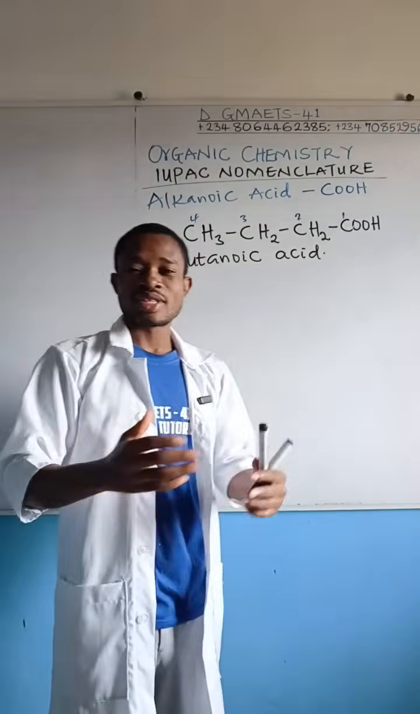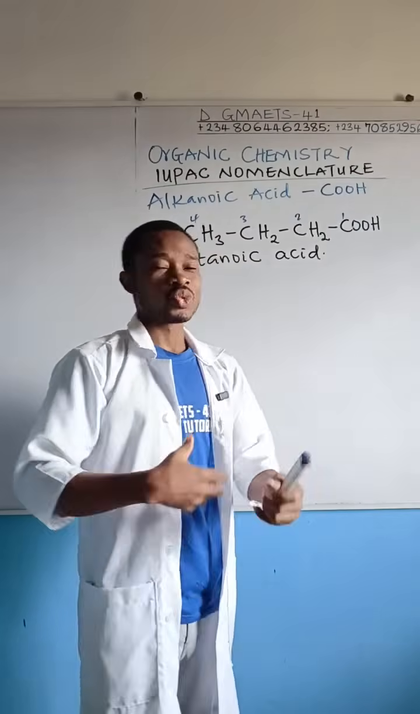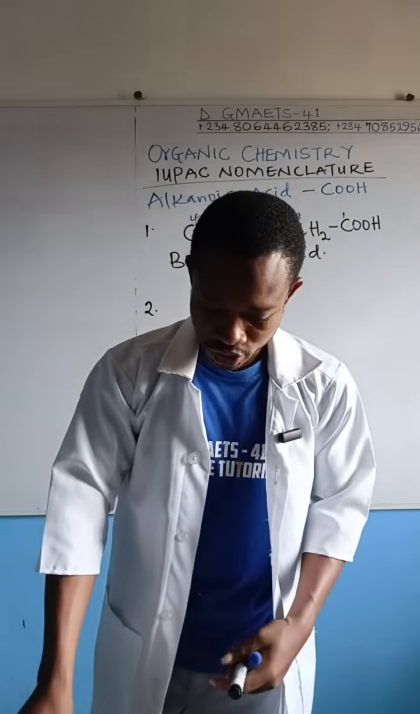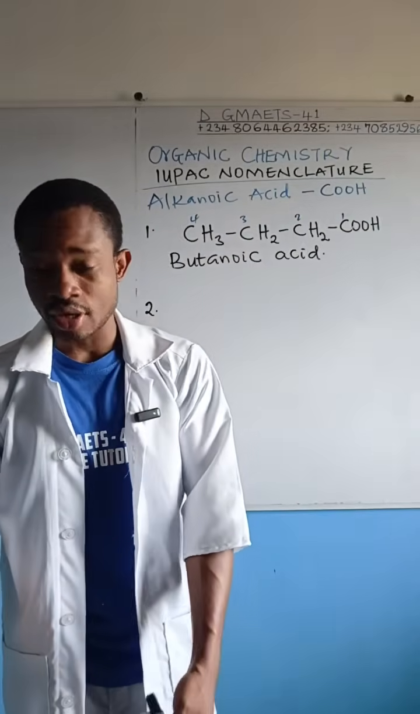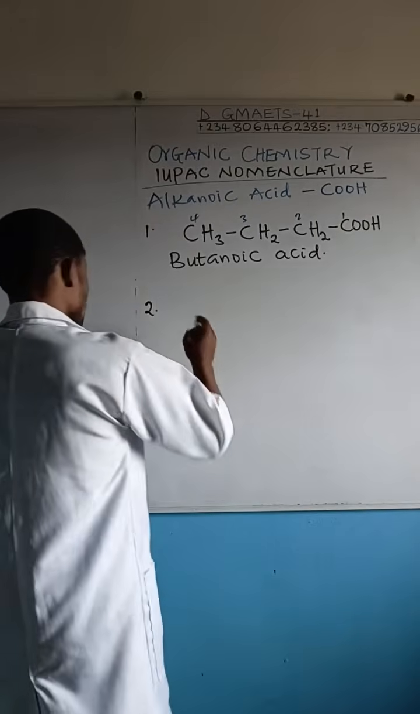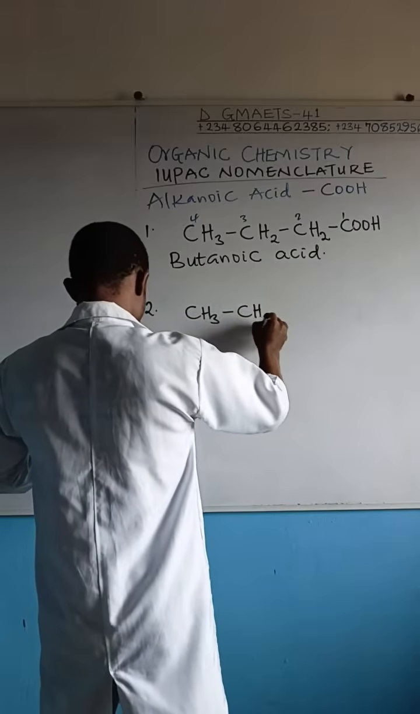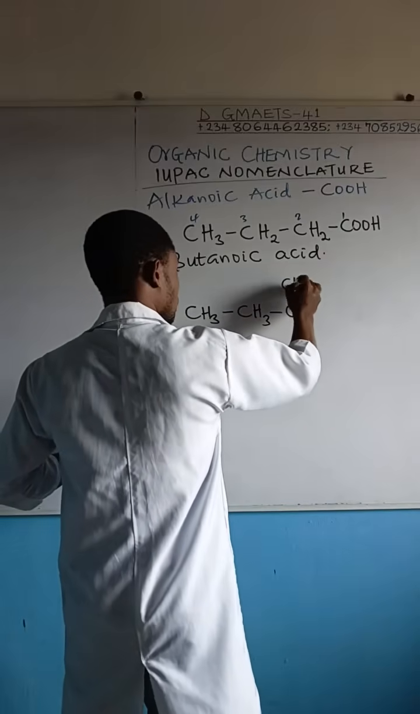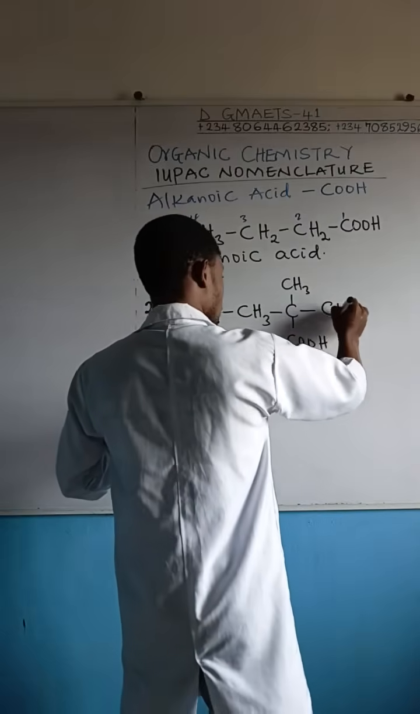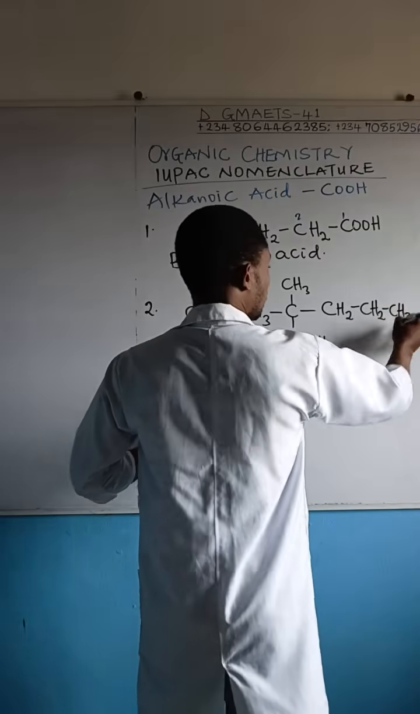I had to start with this so that you'll be refreshed as we move on to other structures. Let's look at number 2. What have I got for you here? Now follow along as we've got this structure. We have CH3, CH2, then CH3, here COOH, I've got CH2, CH2 here, then CH3.